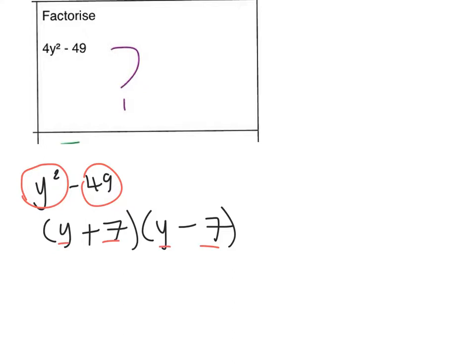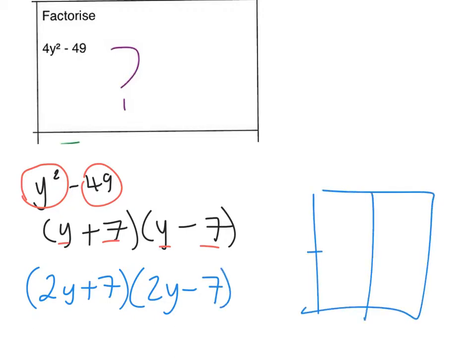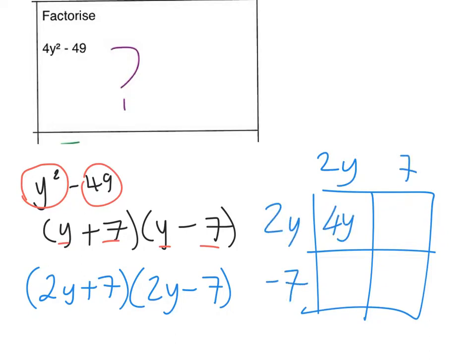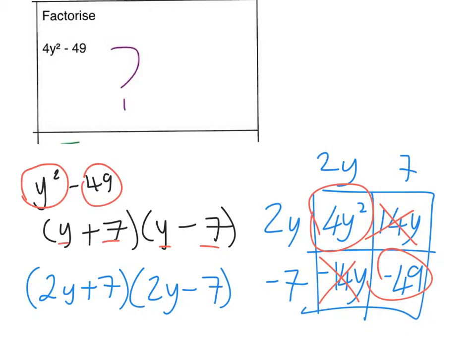So we could actually do 2y plus 7 and 2y minus 7. And if I was multiplying this out to check my answer, I would use the box method. 2y and minus 7, so that's 4y squared, 14y, minus 14y and minus 49. So these two actually cancel each other out, and you're left with 4y squared minus 49. So this is the answer factorised.